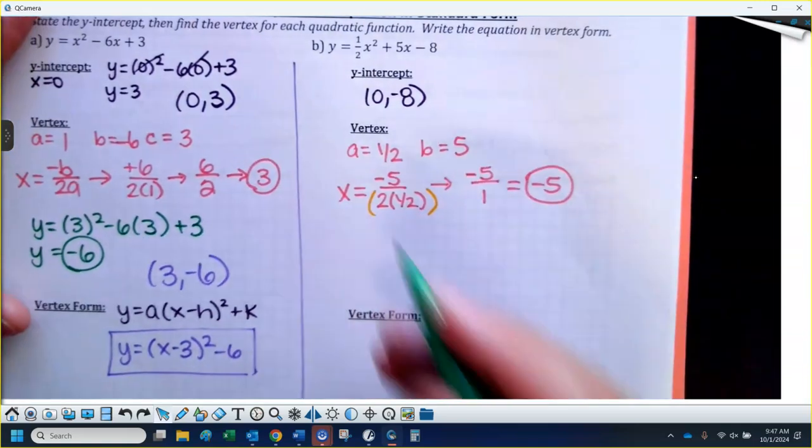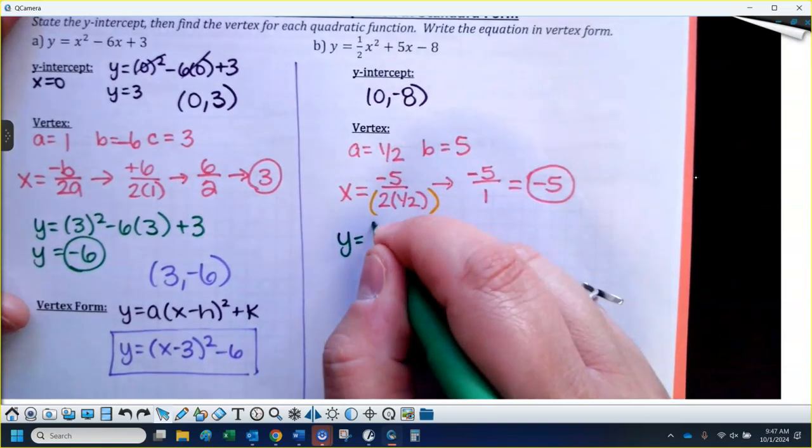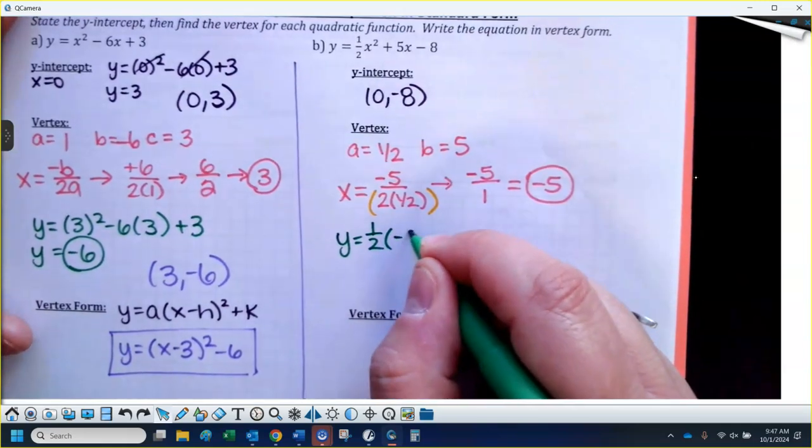Okay, anywho, my x-coordinate is negative 5. To find its corresponding y-coordinate, everywhere I see an x, I'm going to plug in a negative 5.